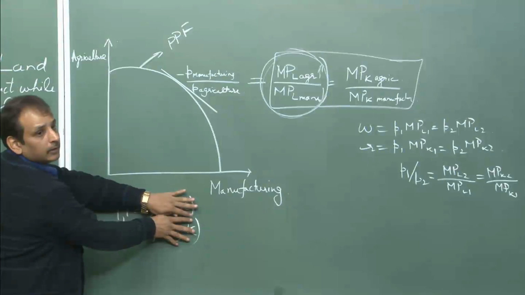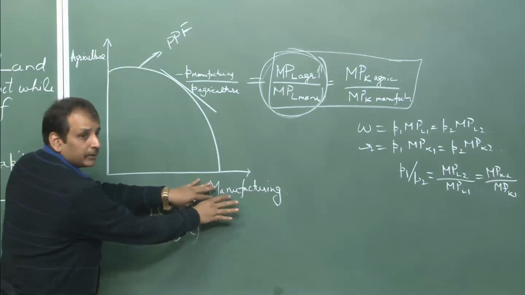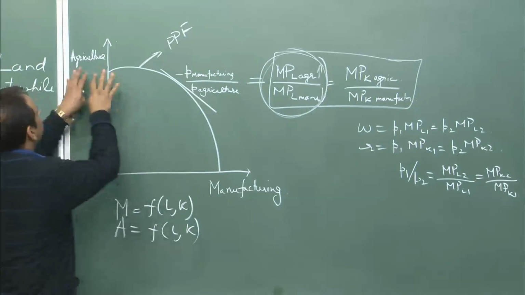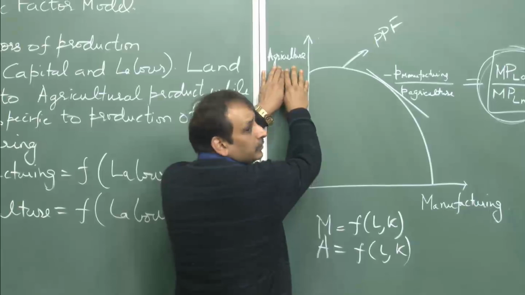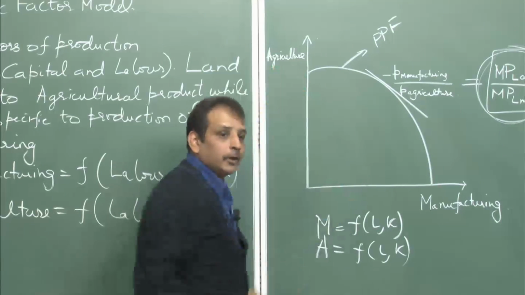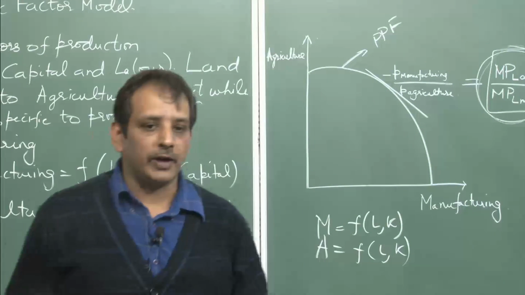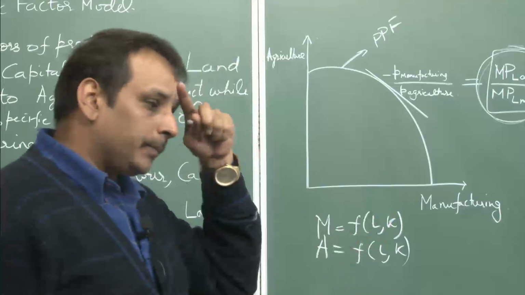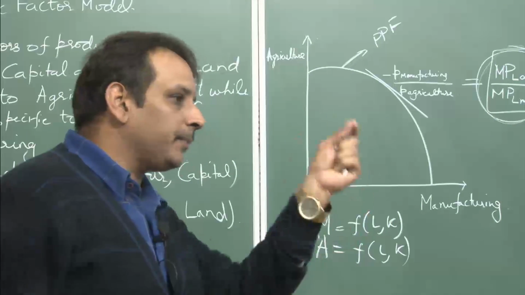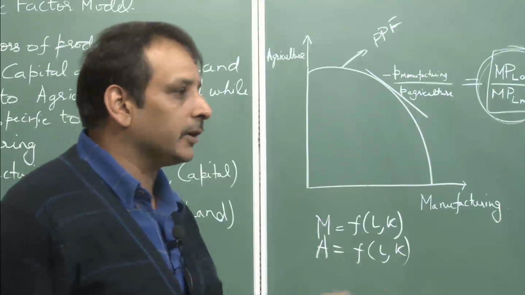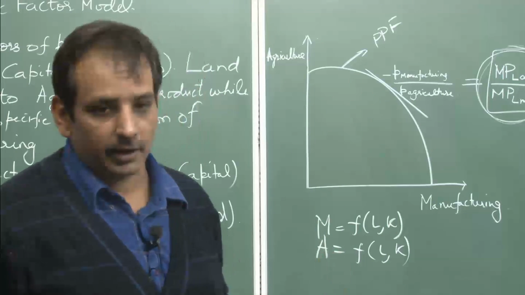Here, it is capital is specific to manufacturing, land is specific to agricultural sector. So, in the exam there are questions. What is the shape of the PPF in case of the Ricardian model, and what is the explanation?